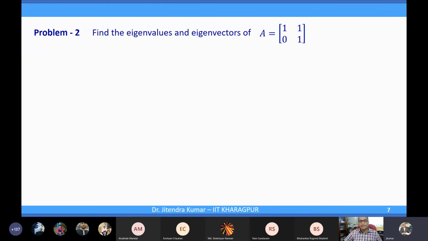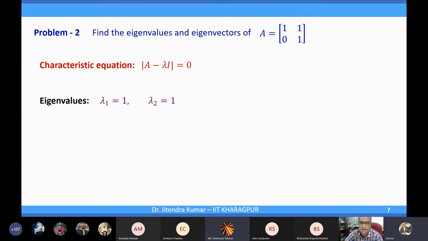So solve this. Find the eigenvalues and eigenvectors of A equal to [1, 1; 0, 1]. Eigenvalues are 1... I'm getting 0 and 2. Yeah. So what are the eigenvalues? 1 and 1, right? Yes, sir. So the eigenvalues will be 1 and 1. Repeated eigenvalues. This is called repeated eigenvalues. 1 and 1. Now find the eigenvector.